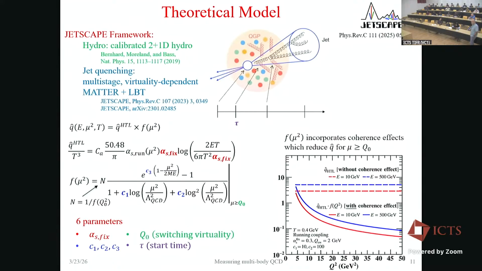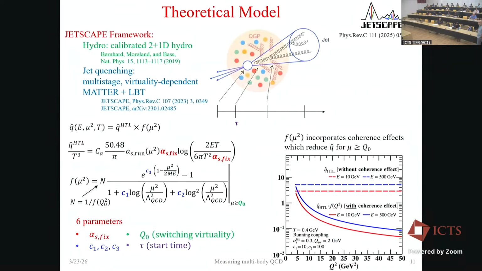This factor F is a theoretical formulation that accounts for the change in interaction with the medium with jet virtuality. As the jet evolves, the virtuality declines. So if we account for virtuality, here's what q hat looks like. If we ignore virtuality, here's what q hat looks like for these two jet energies. Okay, so the first line is the master equation. No, not the first, the second line: q hat HTL over T cubed.